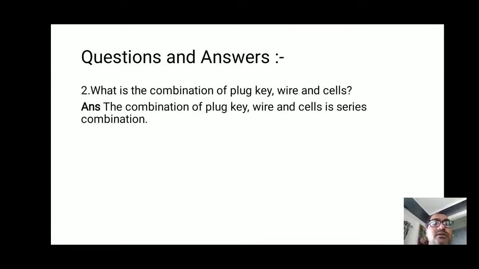Now students, the second question: what is the combination of plug, key, wire and cell? It means how they should be connected. Here the plug, key, wire and cell are connected in series combination.